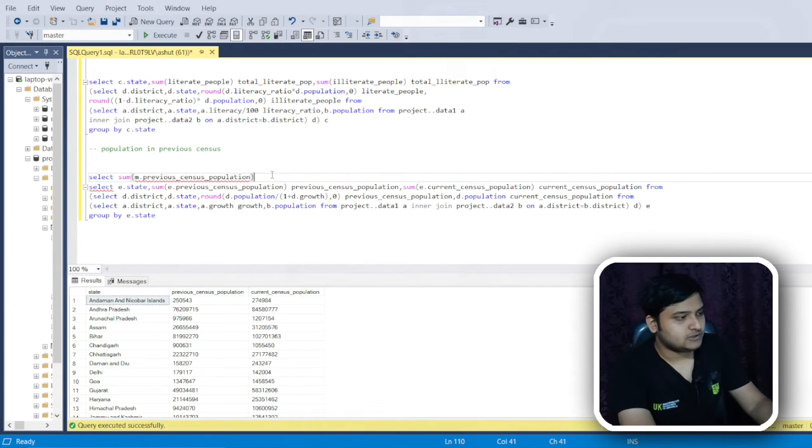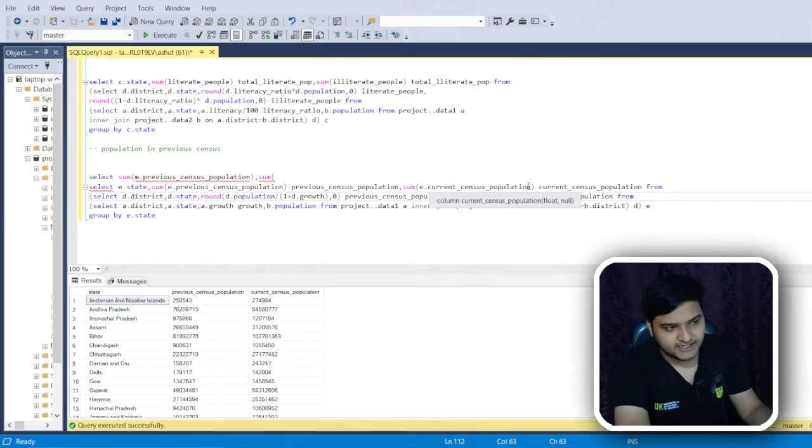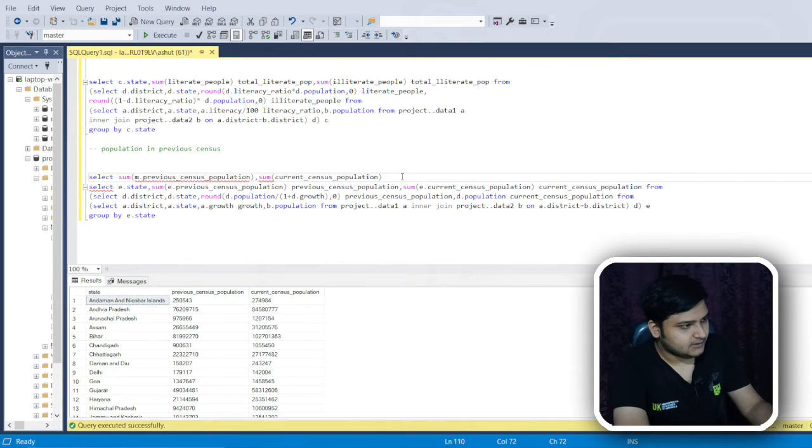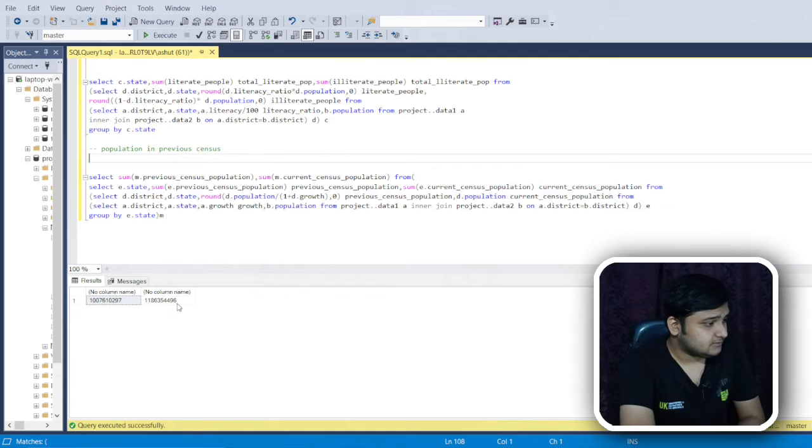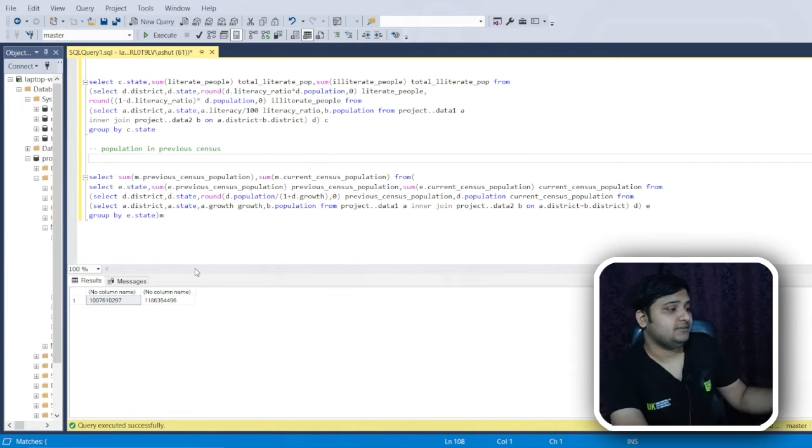Even you can follow a certain procedure, A, B, C, D, into a certain pattern, or else you can give any random variable as well. It is totally up to you. I'm just, for this purpose, giving some random variable names, whatever I'm getting into my mind currently. So I would just do a simple sum thing here, and that's it, I guess. I'll do a from, I would give this into a subquery, give the alias name as M. So you can see I've got the total population of India which is present into the previous census.